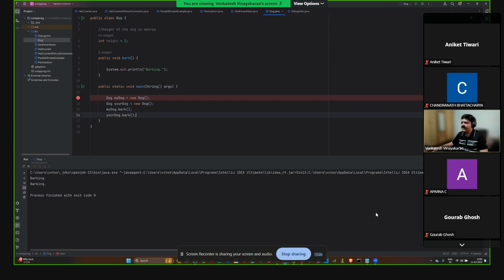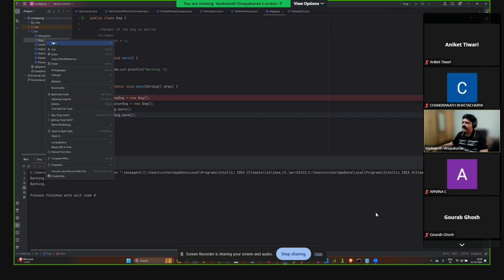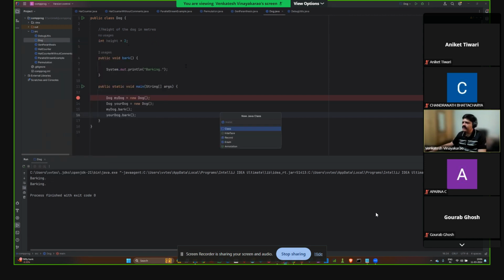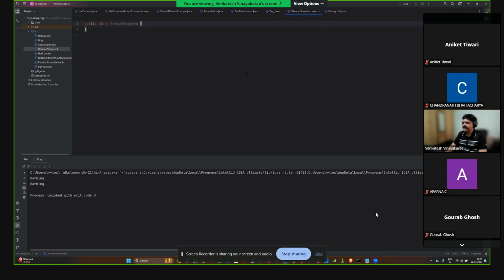And we can even specialize the dogs. For example, I can say a new class, let's say German Shepherd, right? And this extends dog. So German Shepherd is, so it's a hierarchy now. So there's a dog, there's a German Shepherd dog. Okay.